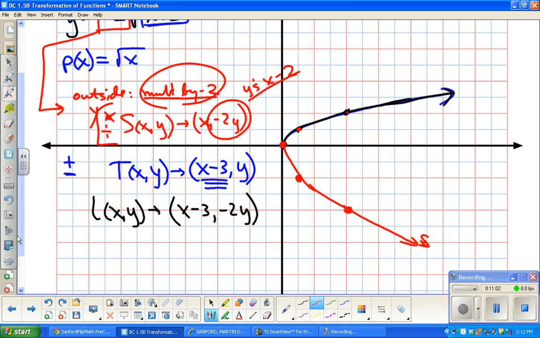Okay, so that was a quick little note here. If we go in words, this is a vertical stretch of 2 and a reflection over the x-axis. And so the question was, what caused that reflection? It was the negative.